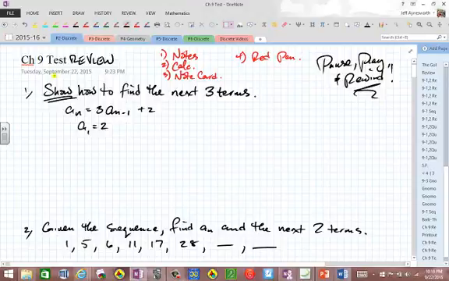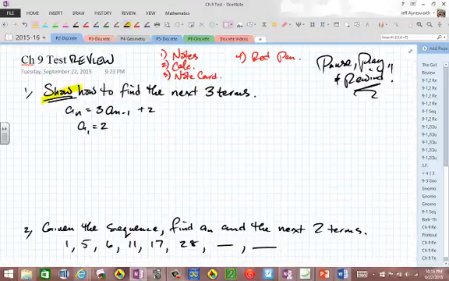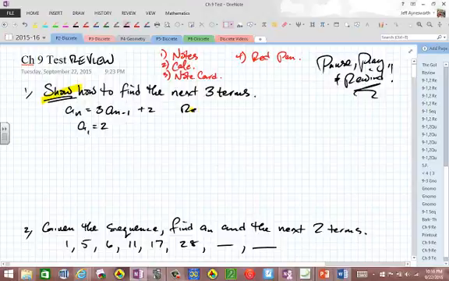Show how to find. Show. That means you actually have to show. You can't just state the answers. So understand that. You have to show how to find the next three terms in this recursive relation, or recursive rule, however you want to state it: a sub n equals 3 times the previous term, which is called a sub n minus 1, plus 2 more.